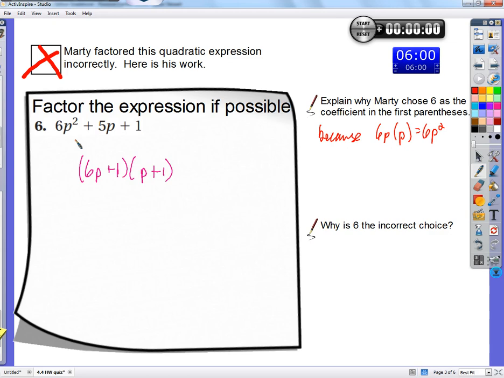Up to you. Okay, so if we were to distribute this to this, we would wind up getting 6p squared. We also talked about how we get 1, but we would also get 6p plus 1p, which is 7p, which is not 5p. Okay. So it just doesn't work out.